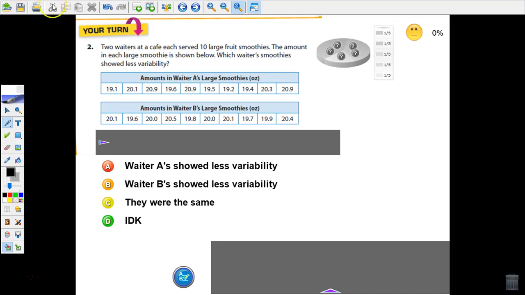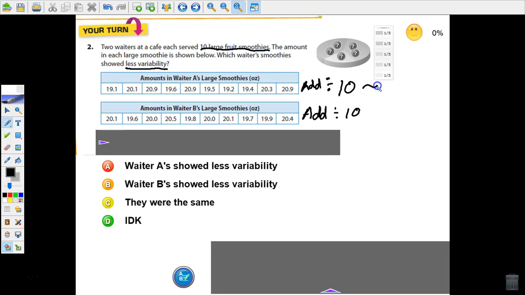So why not? Okay, let's look at this. Two waiters at a cafe each served 10 large fruit smoothies. That's important. Now we know there's 10. So, which waiter's smoothies showed less variability? So, the smaller mad is the better mad. Okay? The smaller mad is the better mad. So, what I'm going to do, I'm going to add them, add, divide by 10. Add, divide by 10. Okay?